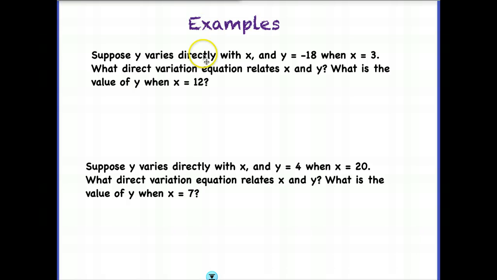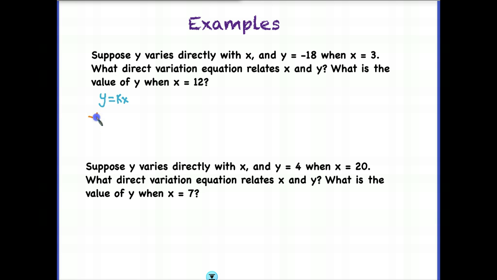Okay, so hopefully you have something written down. Suppose y varies directly with x. So again, direct variation equation, and I'll go ahead and write this in the form of y equals kx. These are really easier than linear equations because you don't have to mess with the y-intercept. So all you need is 1 point to figure out your k. And then it says y equals -18 when x equals 3. So that's code for, let's plug those into our equation.